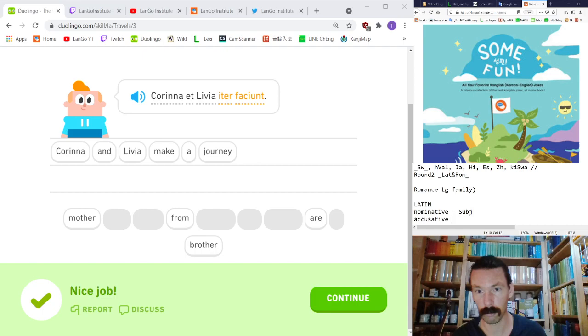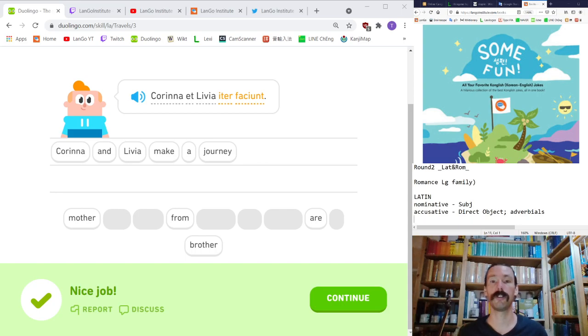Accusative, used for direct objects, is its primary function. And sometimes other adverbials here and there, of duration and such. Dative, case of the indirect object. Person to whom.